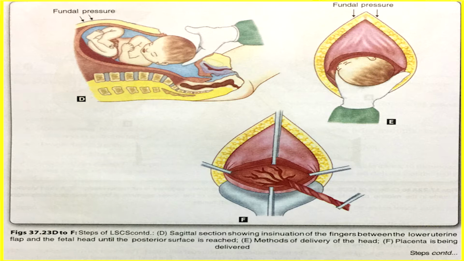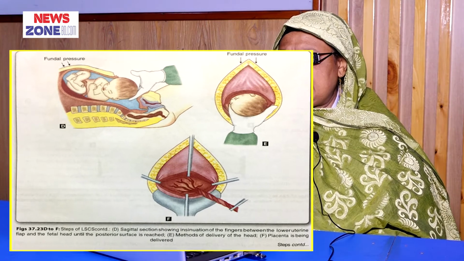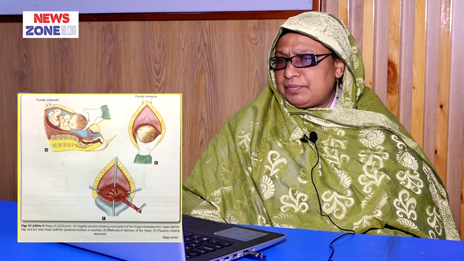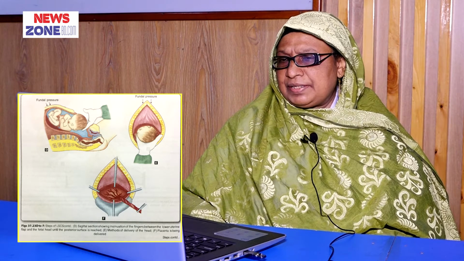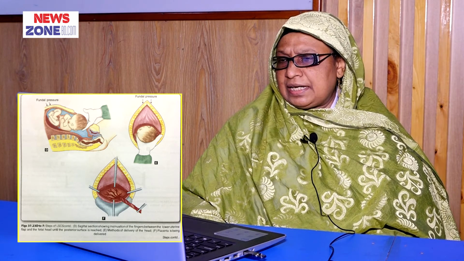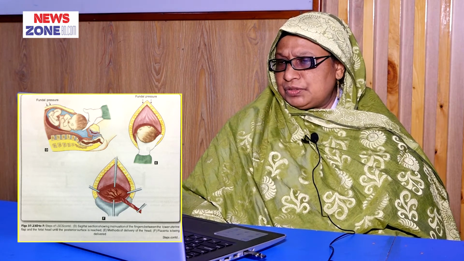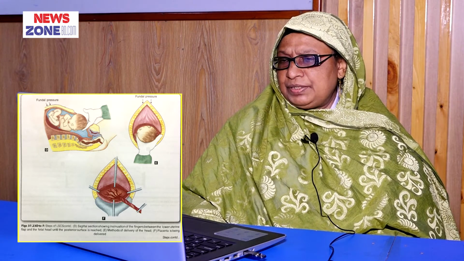Delivery of the trunk. As soon as the head is delivered, the mucus from the mouth, pharynx and nostrils is sucked out using a rubber catheter attached to the electric sucker. After the delivery of the shoulder, intravenous oxytocin and methergine are to be administered.